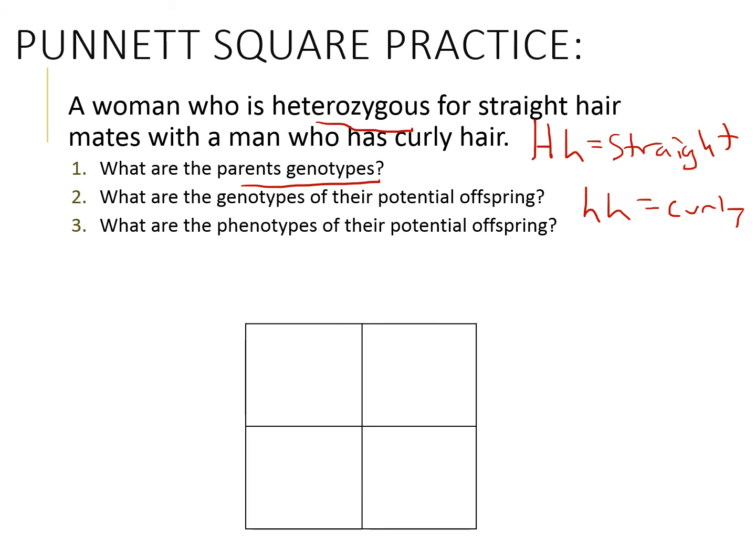I've just written that out for you. Big H, little H, and little H, little H. What are the genotypes of their potential offspring? And then what are the phenotypes of their potential offspring? So how we do this now is as follows.